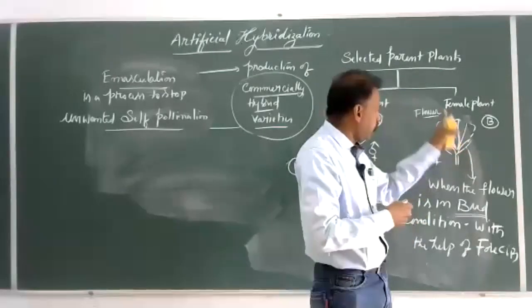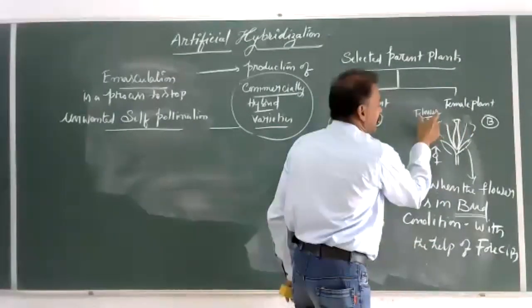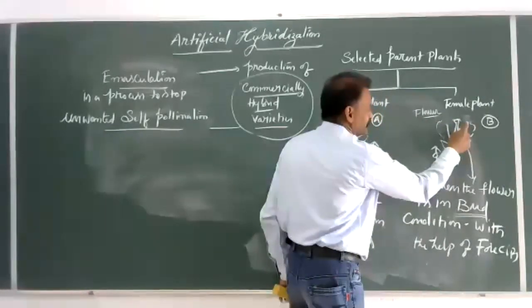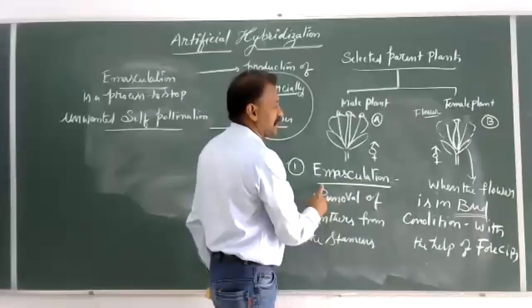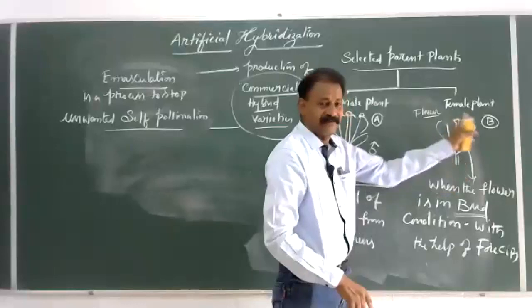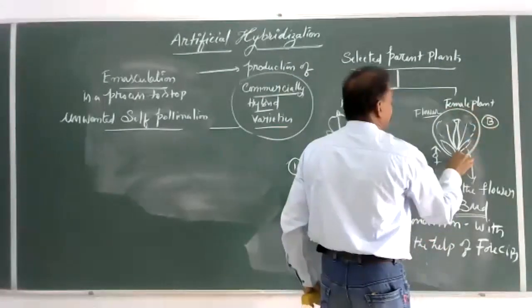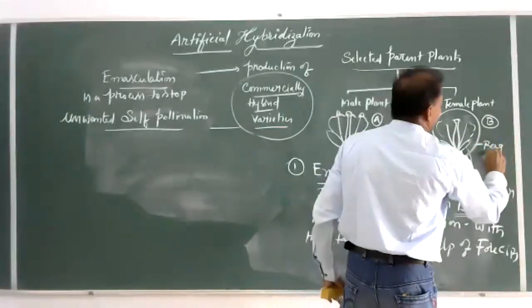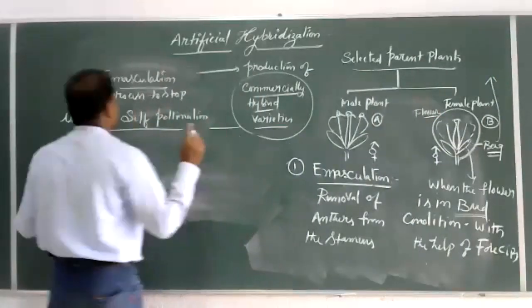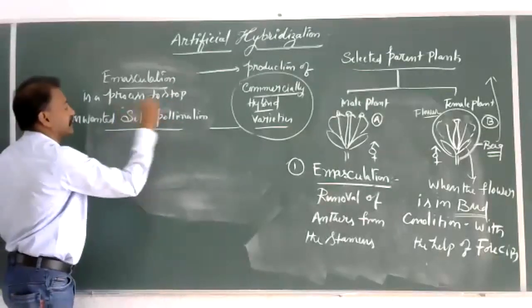So, in a female plant, in a bisexual flower, after the removal of anthers by the emasculation process, we have to cover this flower with the help of a bag, polythene bag or butter paper. Emasculation is a process to stop unwanted self-pollination.